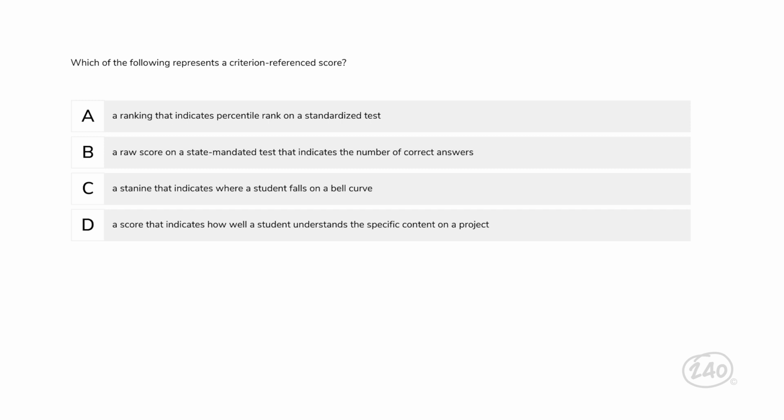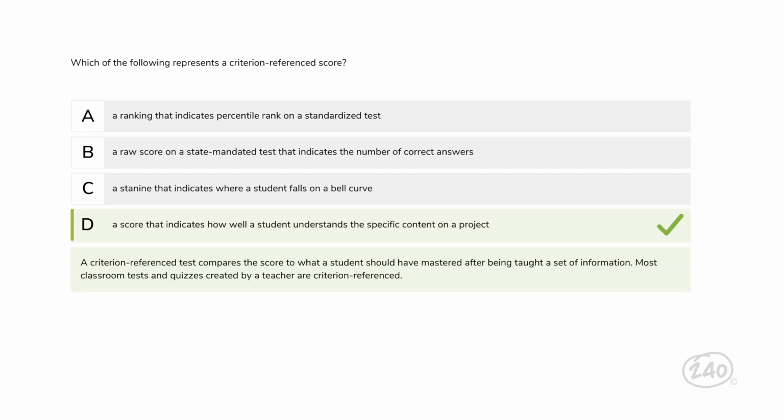Define the terms criterion referenced and norm referenced in your head. Keeping those in mind, the correct answer is D. A criterion referenced test compares the score to what a student should have mastered after being taught a set of information. Most classroom tests and quizzes created by a teacher are criterion referenced.